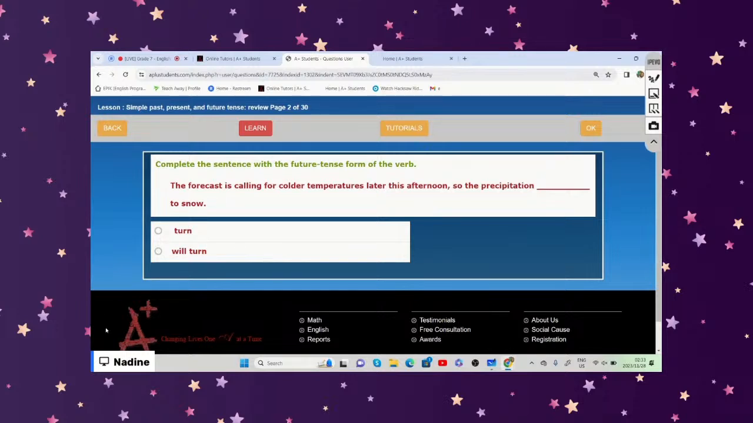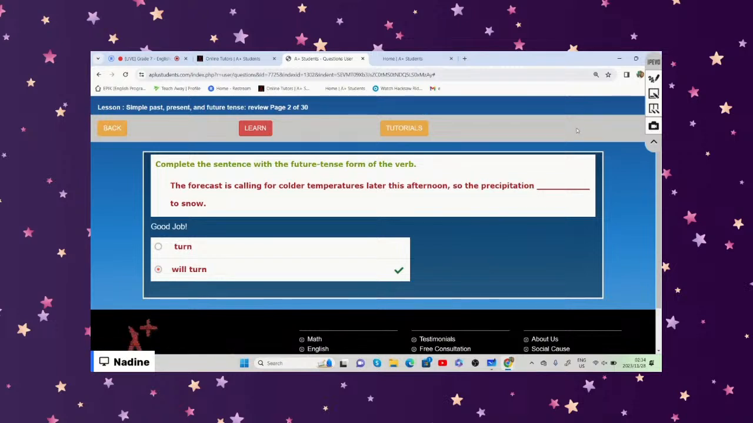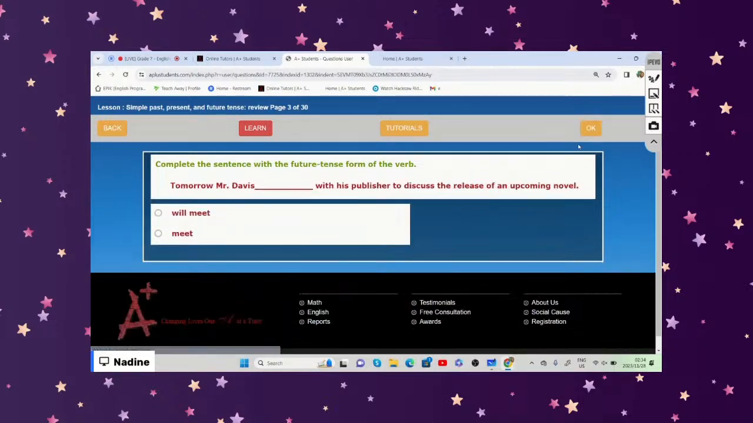So we can then say will turn, because we add will in front of the verb in order to show the future tense. So we can say will turn because that shows the tense in the future. And will turn is correct. So well done.